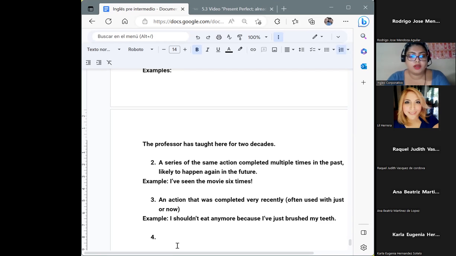Number four, a change over time. Very short. And it says, my cousin has grown so much since I saw her 2 years ago. A little changes that we can see in this kind of situation.